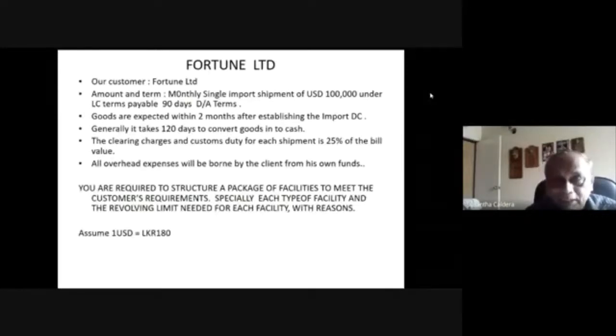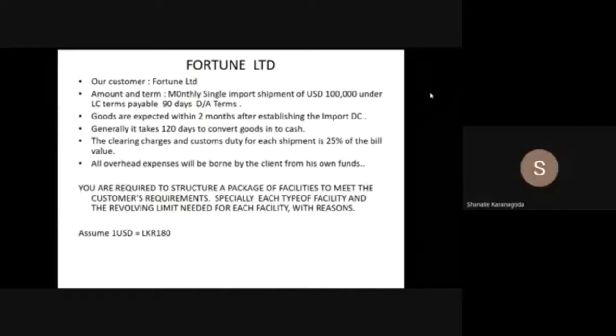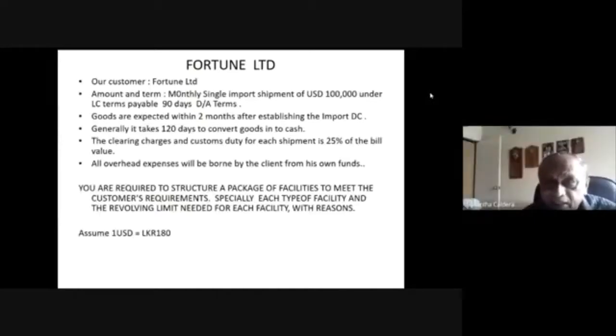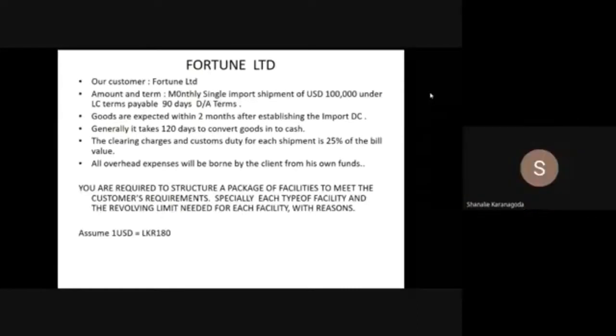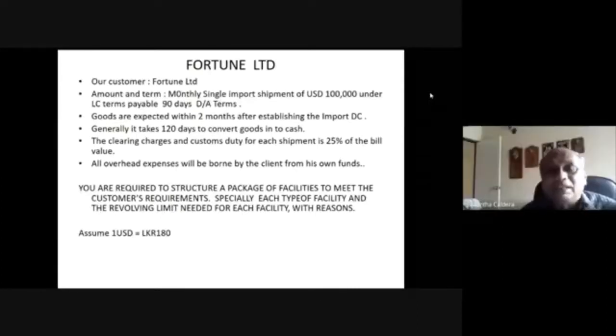Once you open the LC to receive the goods, 60 days. How much? 2 months. 2 months, right?